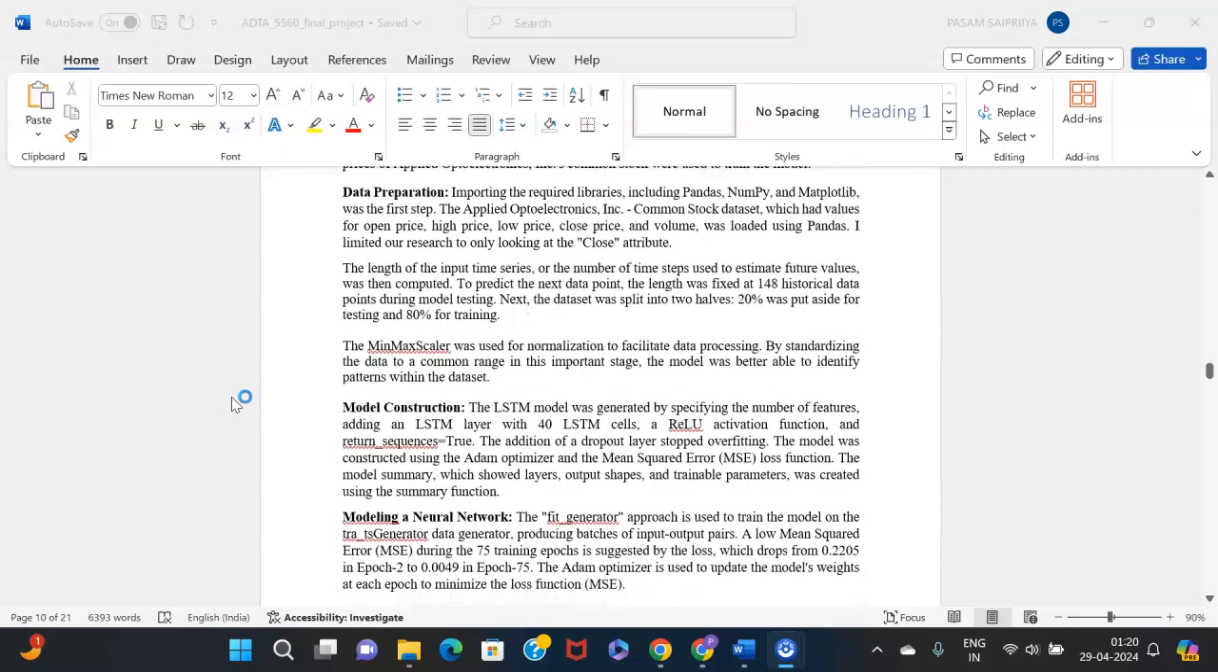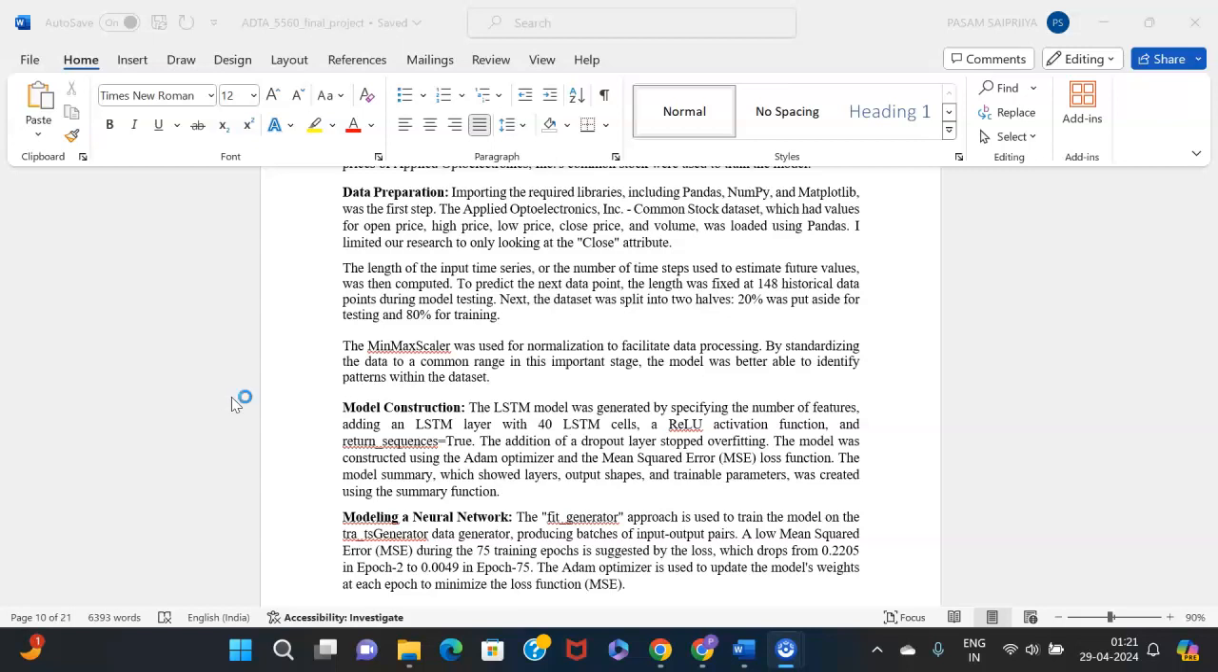Data preparation. Importing the required libraries, including Pandas, NumPy, and Matplotlib, was the first step. The Applied Optoelectronics common stock dataset, which had values for open price, high price, low price, close price, and volume, was loaded using pandas. I limited our research to only looking at the close attribute. The length of the input time series, or the number of time steps used to estimate future values, was then computed. To predict the next data point, the length was fixed at 148 historical data points during model testing.